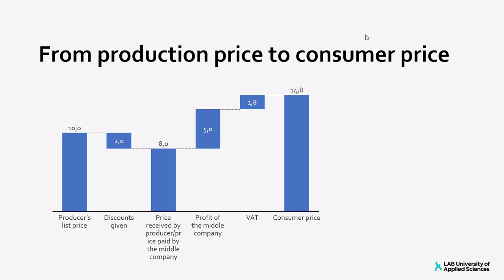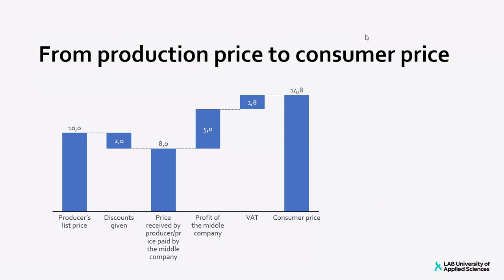Then when they are selling that to the middle company, they have an annual agreement that they get a 20% discount with, for example, certain volumes. And therefore, the discount given is 2 euros, and the price that the producer is receiving and the middle company is paying is 8 euros.